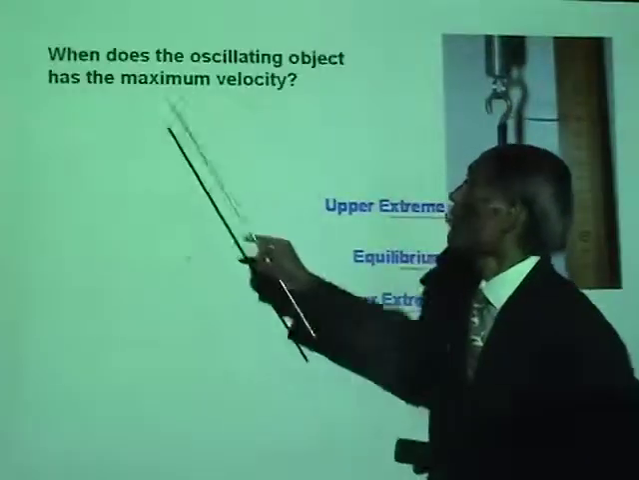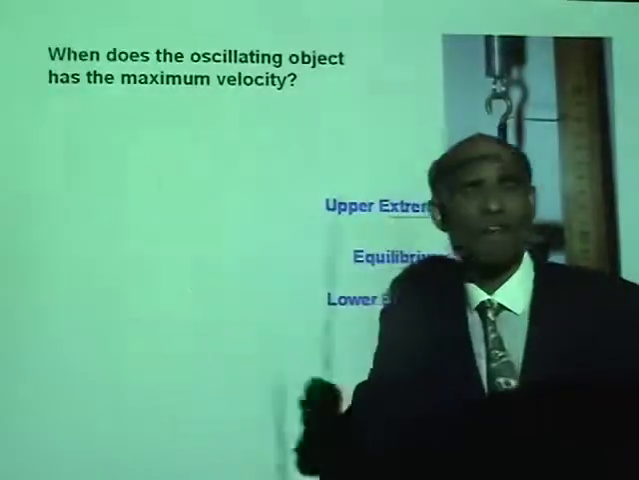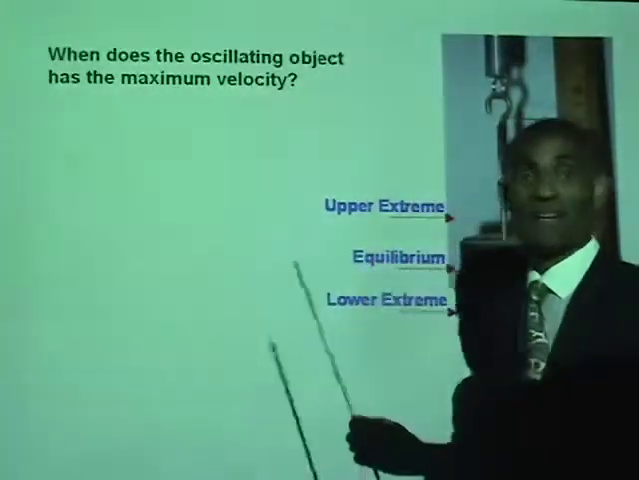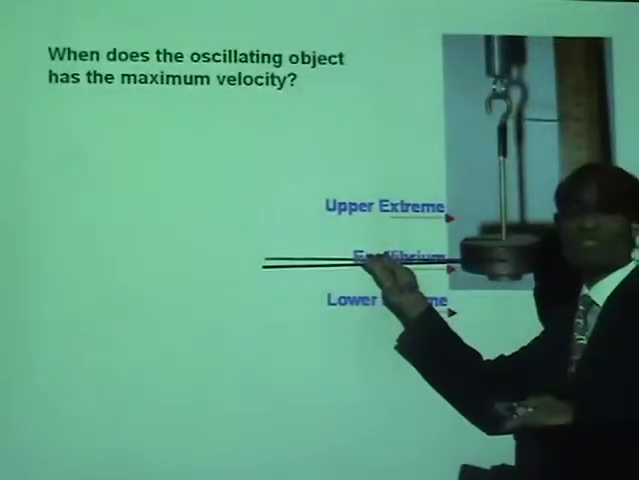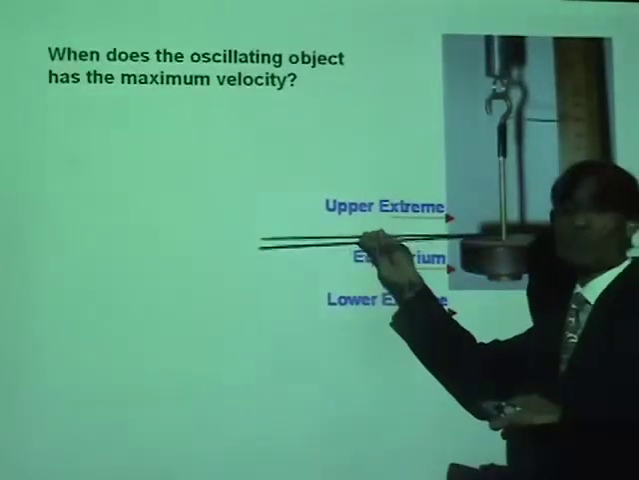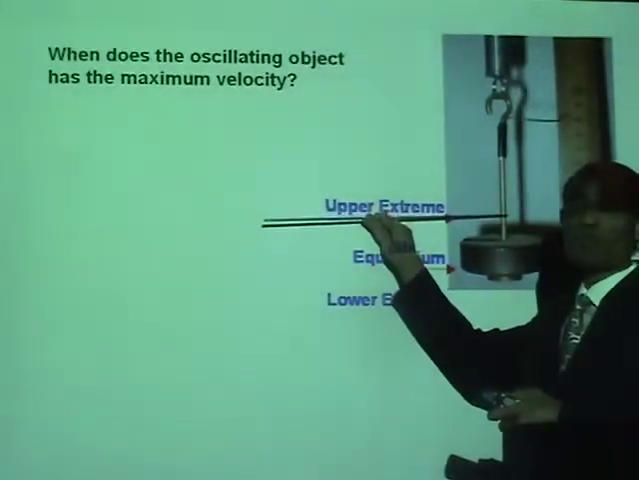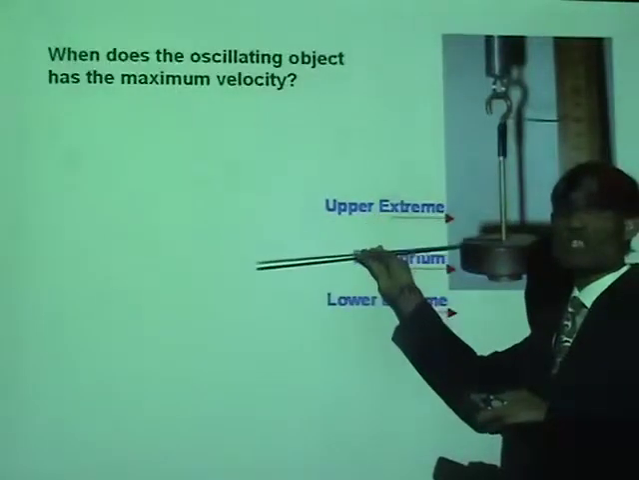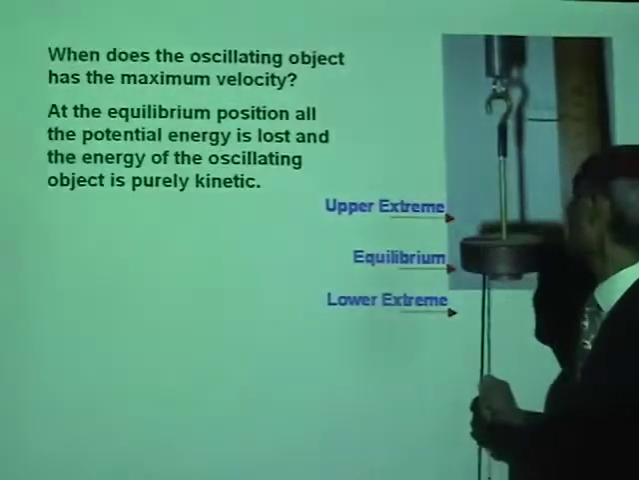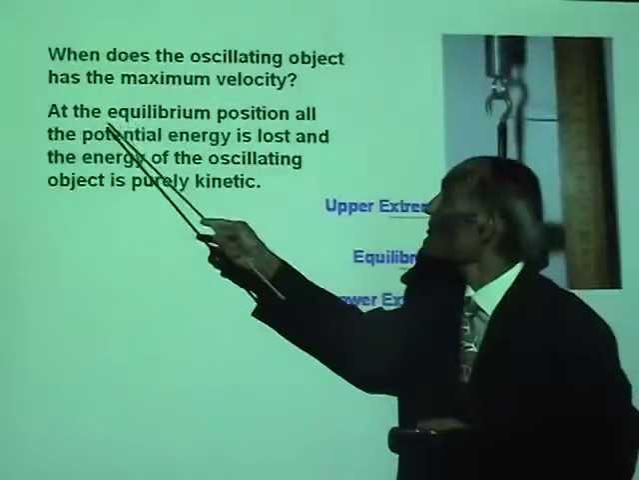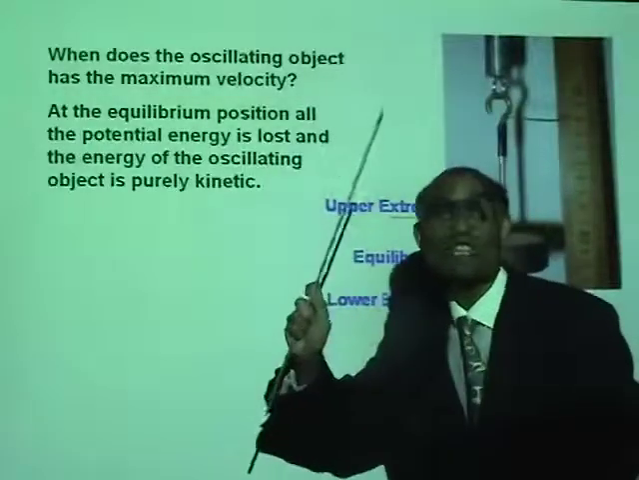Alright. When does the oscillating object have the maximum velocity? We talked about it. The object has the maximum velocity at the equilibrium position. As it goes towards both extremes, the velocity decreases, becomes 0, and then increases to get the maximum velocity at the equilibrium position. So at the equilibrium position, all the potential energy is lost.